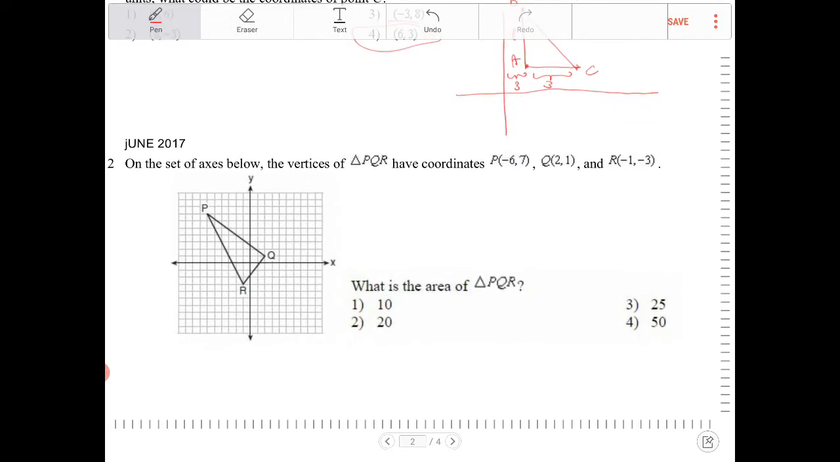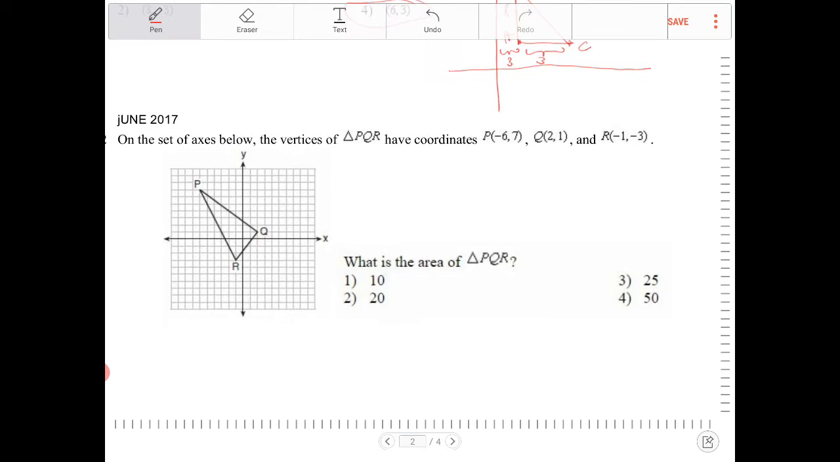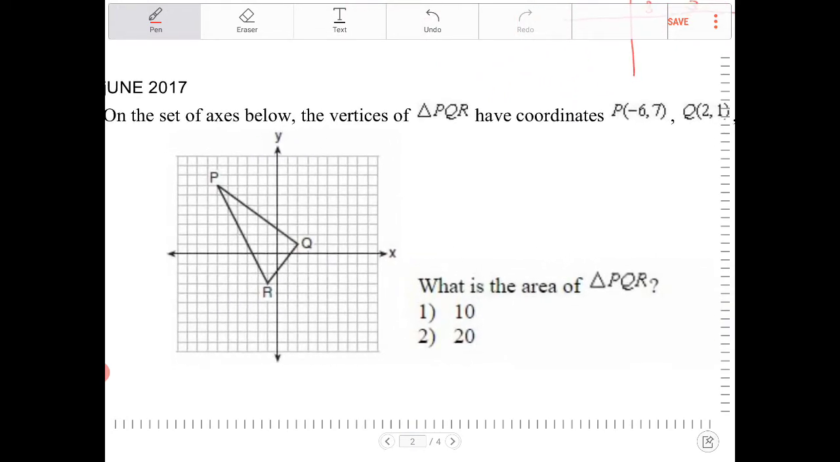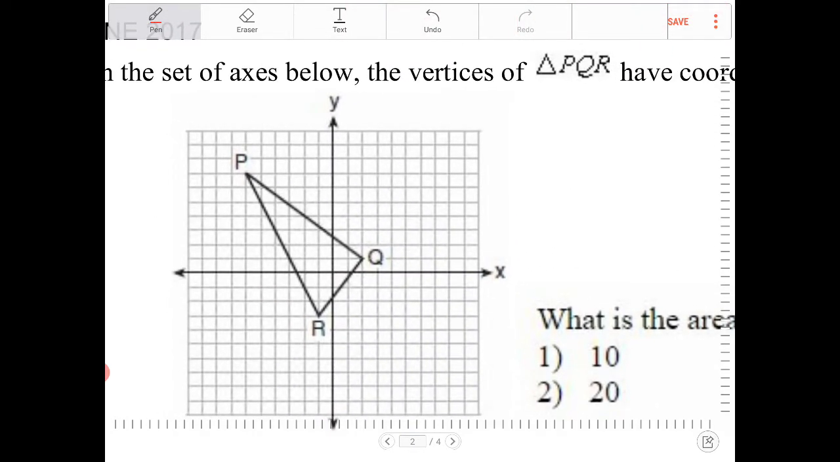Okay, June 2017. On the set of axes below, the vertices PQR have coordinates of that. What is the area of triangle PQR? Okay, so PQR, looking at this, it looks like this is a right triangle right there.